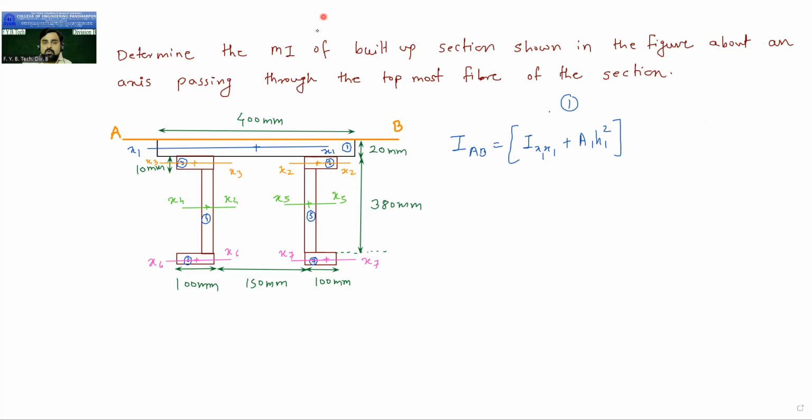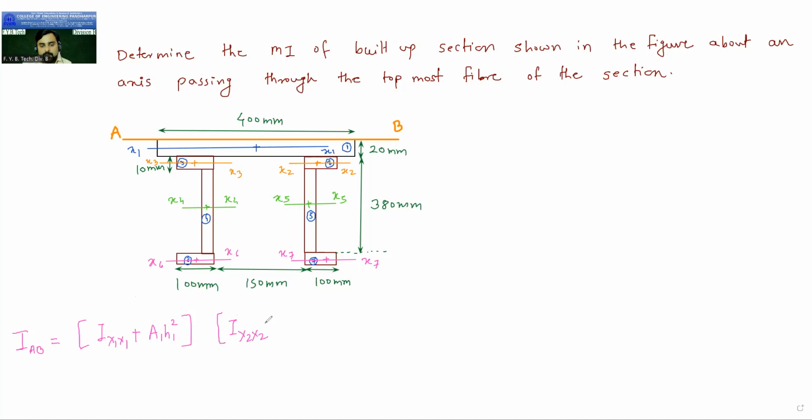If I write this for every figure, it will be a big formula. So IAB is equal to, for the first figure, Ix1 x1, the self moment of inertia of the first figure, plus A1 h1 square, where h1 is the distance between x1 and AB. This is for the first area. Now for the second area, again I can write Ix2 x2 plus A2 h2 square. It is not deducted, so addition is there.